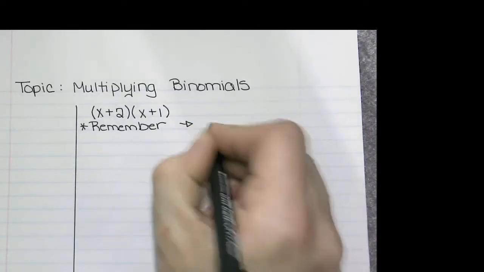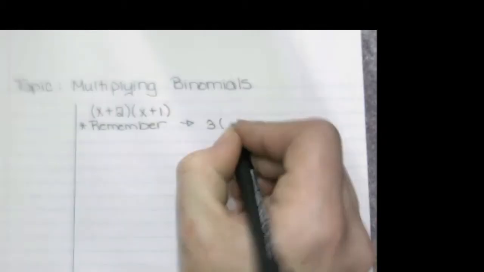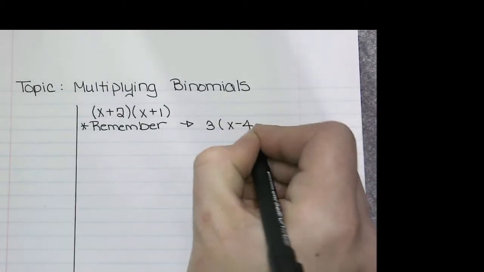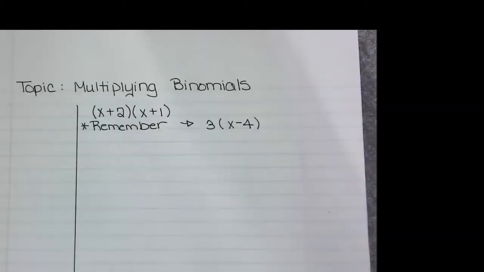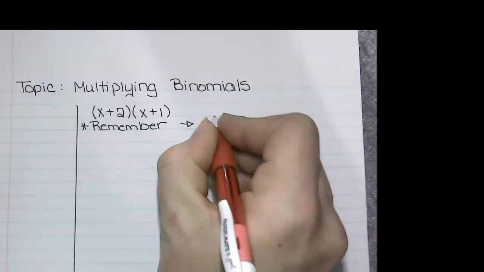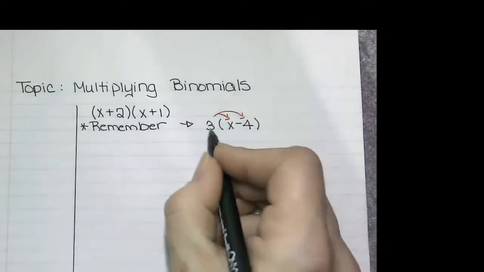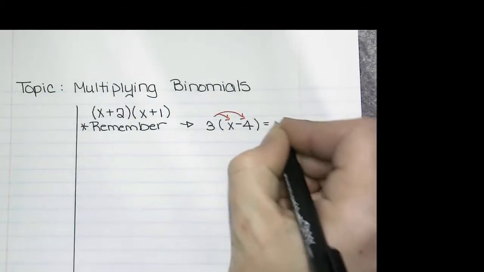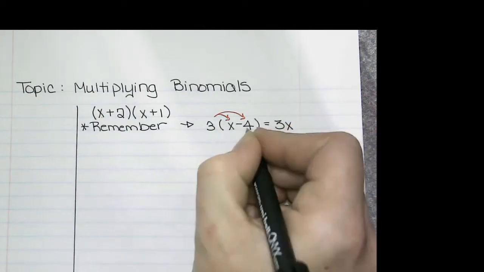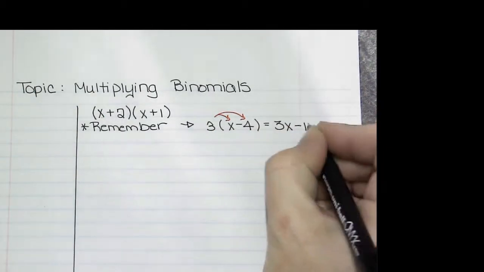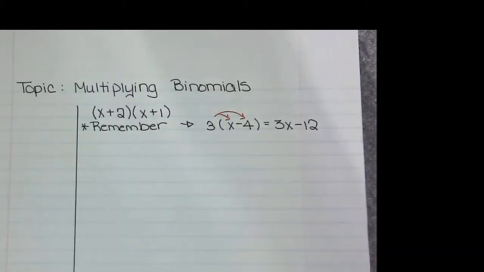But let's first go back and remember what we did in our last lesson, which was distributing something like 3 times x minus 4. And if you remember, when we distributed that 3, the 3 is going to go to each of the things inside of the parentheses. And so I get 3 times x, which is 3x, and 3 times negative 4, which is negative 12. We're going to be doing the same thing today, but with binomials.